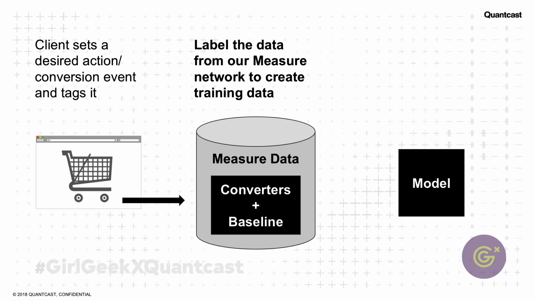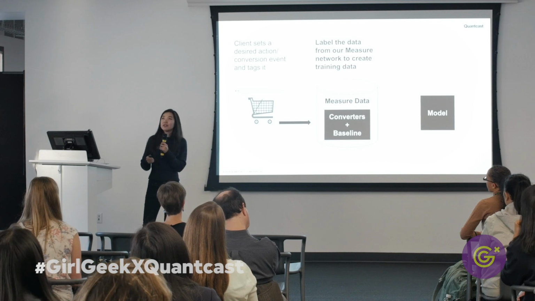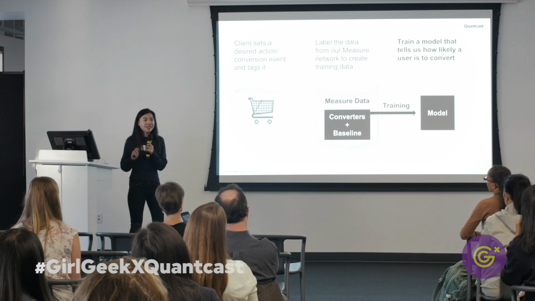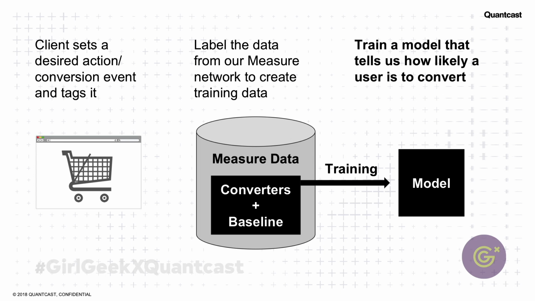And from that, we have this really rich data set of user behavior and really interesting things that we can actually then label as converters and non-converters, or the baseline. And then this is very simplified, but then we run a supervised learning algorithm and we produce a model. And that model will then tell us, what does someone who converts actually look like?